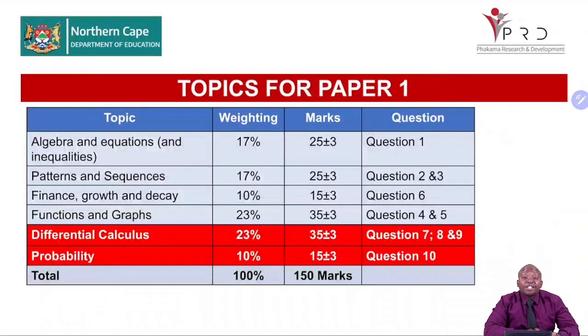Now, grade 12, this is the structure that we're supposed to know for our paper 1. We know that we are having 6 topics, and we are going to focus on differential calculus, which is weighing around 23% of our paper, which is allocated around 35 marks in our paper 1. It mostly occupies 3 questions, which is question 7, question 8, and question 9. And we're also going to look at the concept of probability. The concept of probability weighs 10% of our paper. It is allocated around 15 marks of our paper 1, and it is our last question, so that is mostly found in question 10.